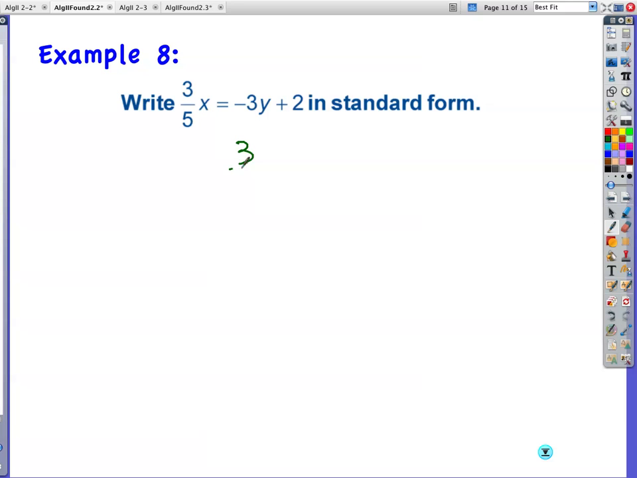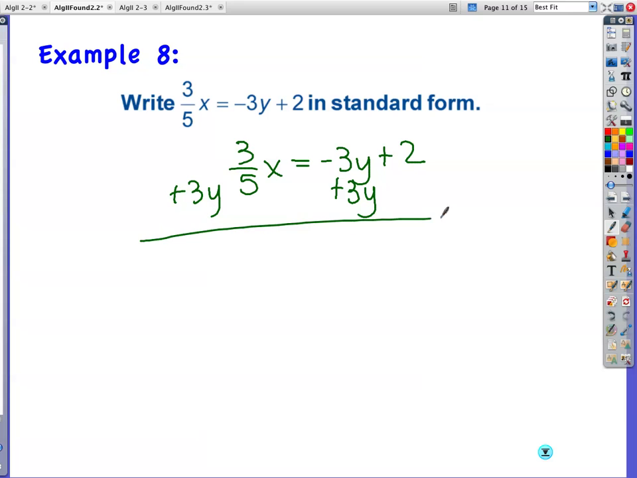All right, 3/5 x equals negative 3y plus 2. I need to get my x's and my y's to the left side. This negative 3y needs to come over here. How do I do that? I add 3y to both sides. Now I have 3/5 x plus 3y equals 2.